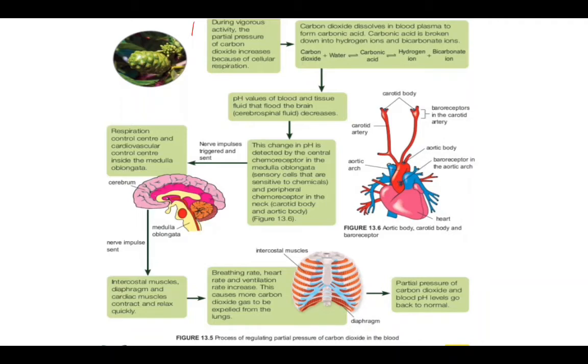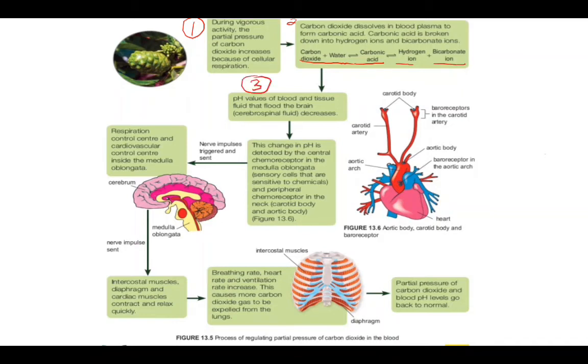So di sini first, during vigorous activity, the partial pressure of carbon dioxide increases because of cell respiration. So ingat, kalau vigorous activity, of course kita perlu lebih energy. Okay, so lebih energy, cell respiration increase, so carbon dioxide production also increase. So number 2, carbon dioxide dissolve in blood plasma to form carbonic acid. Okay, sini carbon dioxide dissolves in blood plasma, dia jadi carbonic acid. So carbonic acid is broken down into hydrogen ion and also bicarbonate ion.